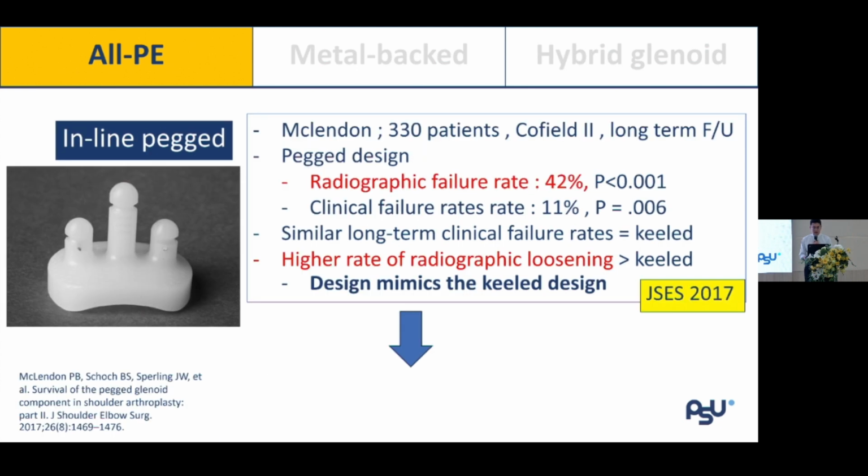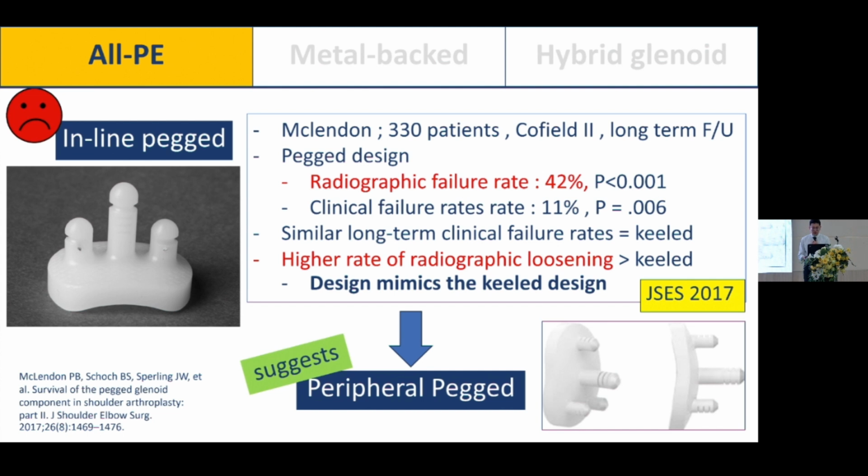A study in 2017 analyzed the inline peg glenoid. Results show high radiographic failure and high clinical failure, with higher radiographic loosening compared to the keeled glenoid. The study concluded that the inline peg design mimicked the keeled fixation. Based on this finding, peripheral peg glenoids are suggested as they provide better fixation.